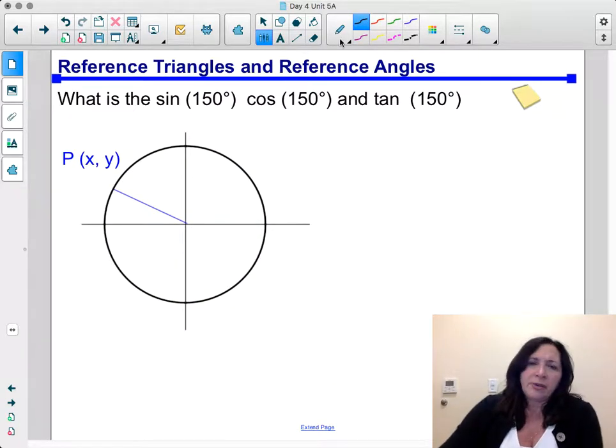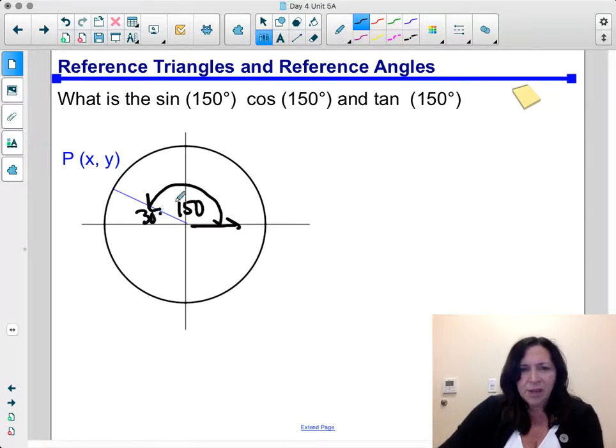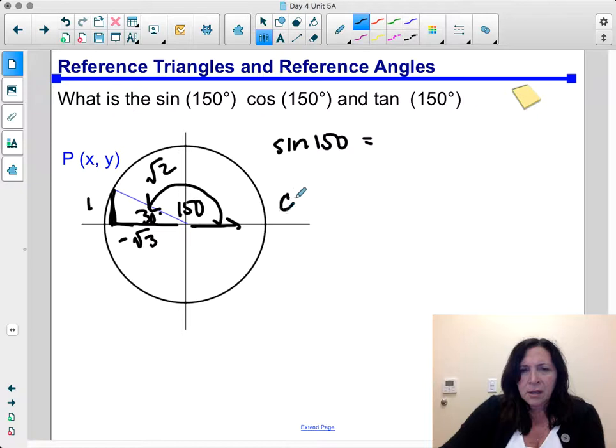So reference triangles, reference angles, sine of 150. So here we go. We start here, initial side, okay? Going around, terminal side. This is 150 degrees. My reference angle, 30, okay? Across from the 30 is 1. Across from the 90 is root 2. Across from the 60 is going to be your root 3. But because we're going to the left, right, that's negative. So sine of 150, cosine of 150, and tangent of 150.